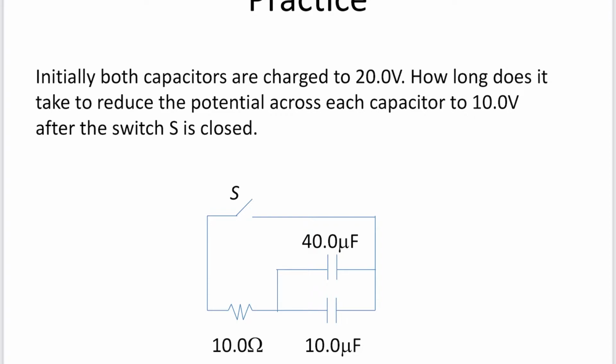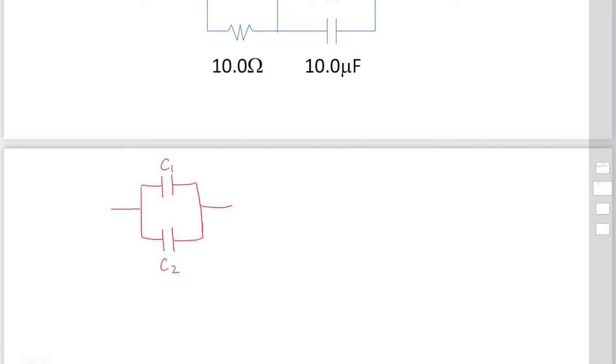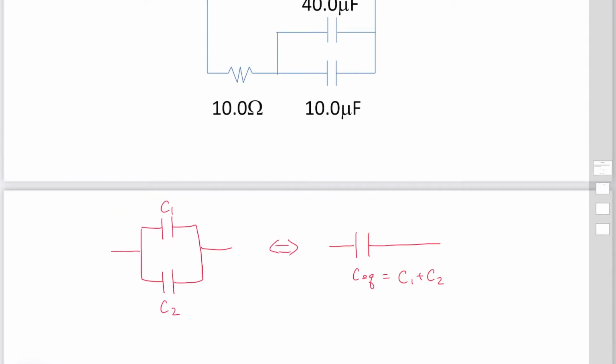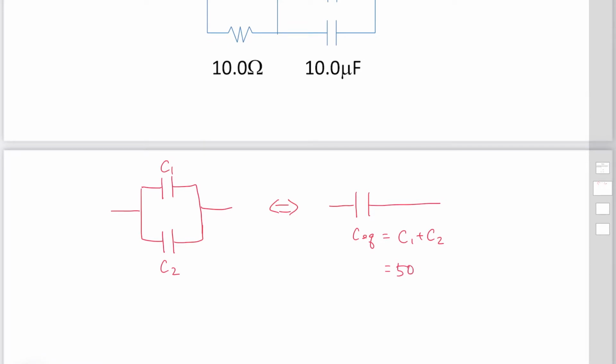Two capacitors are connected in parallel. Equivalent capacitance is given by the sum of the two capacitors. So, two parallel connections, C sub 1 and C sub 2. The equivalent capacitance, C sub equivalent, is given by the sum of C sub 1 and C sub 2. In this case, 40 microfarad and 10 microfarad, so it becomes 50 microfarad. This is the equivalent capacitance.